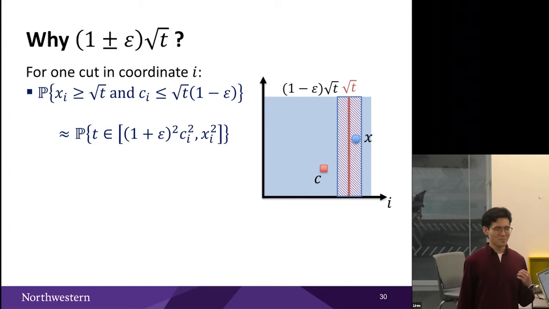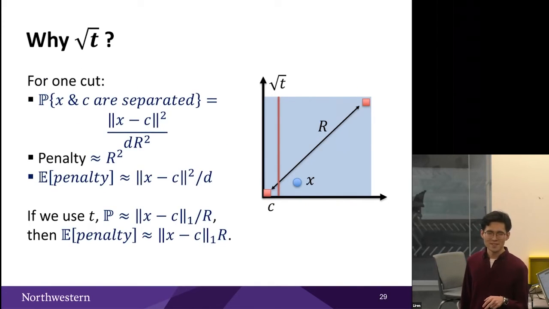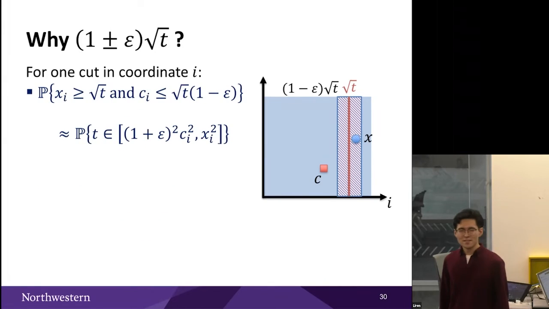Okay, now I will show the most important part in our algorithm, which is this shared area. We share some region in the shaded area. So suppose we pick one cut in some dimension i. What's the probability we separate point x and its center c? In this case, we separate x and c if and only if xi is greater than or equal to square root of t, where ci is less than the left boundary, so 1 minus epsilon times square root of t. And then we can compute this probability.